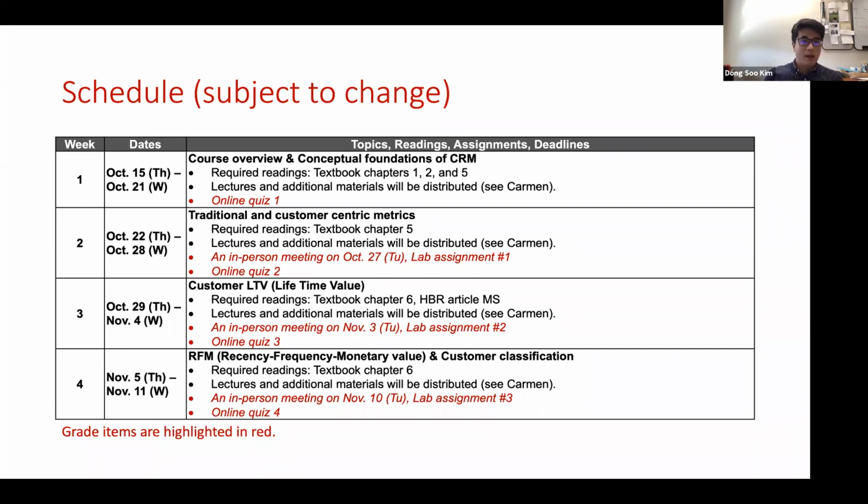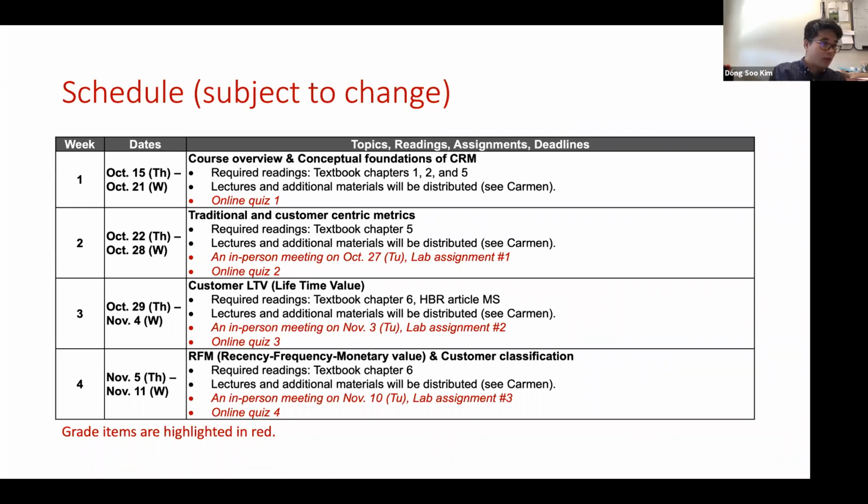In the second week, I will introduce several metrics to measure customer values. The format is the same as the first week: textbook, lecture, additional materials, and quiz. In addition, we will have an in-person lab session. I will demonstrate how to compute the metrics with real data. After the lab, you will have an assignment with a detailed guideline. Just follow the procedure in the guideline with the data and submit your answers.